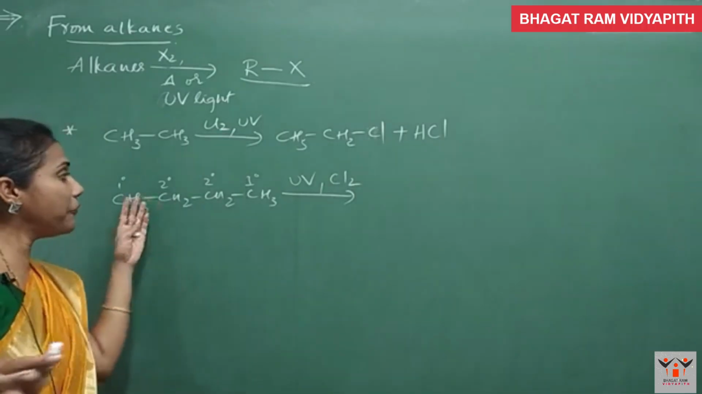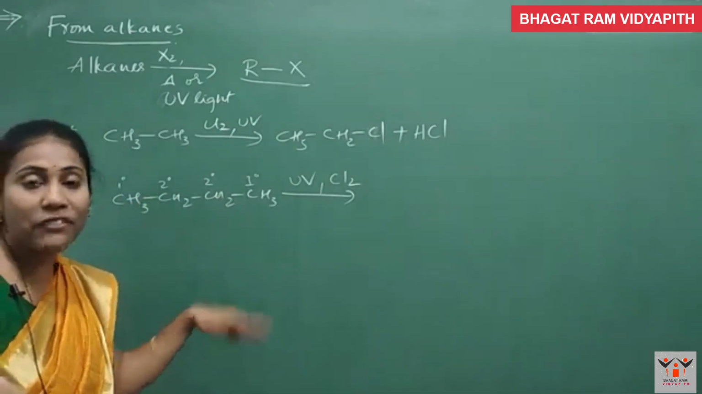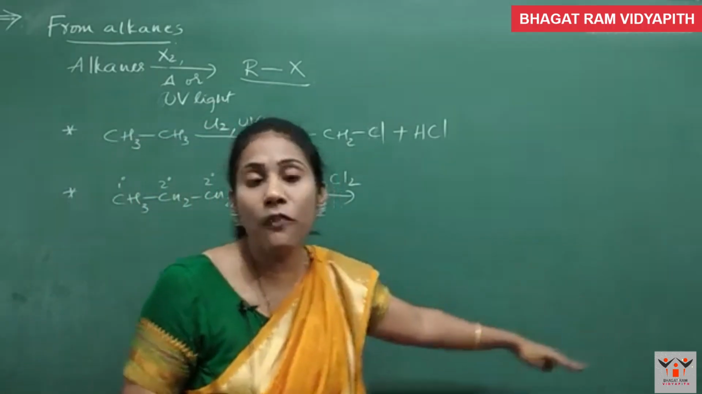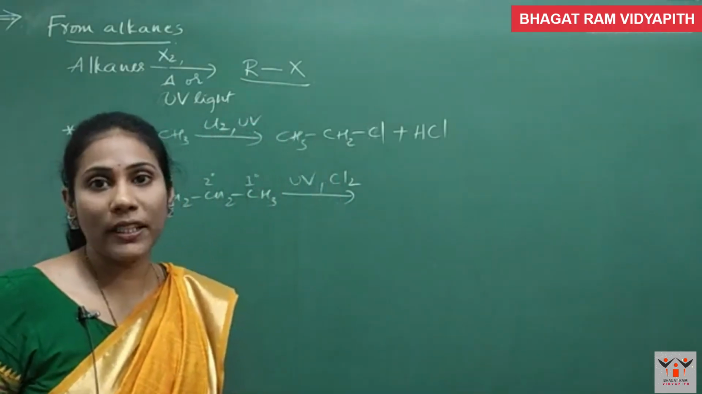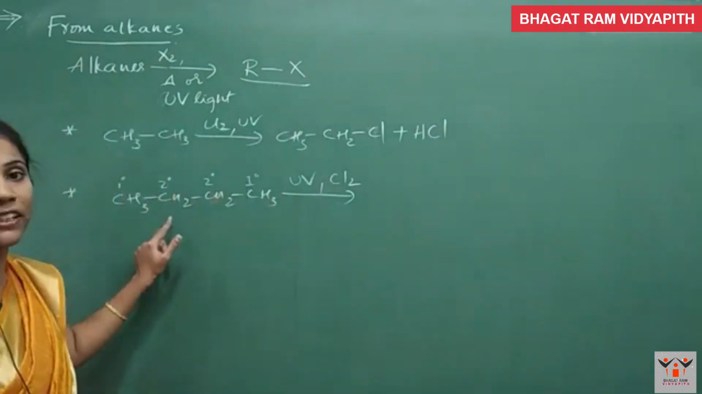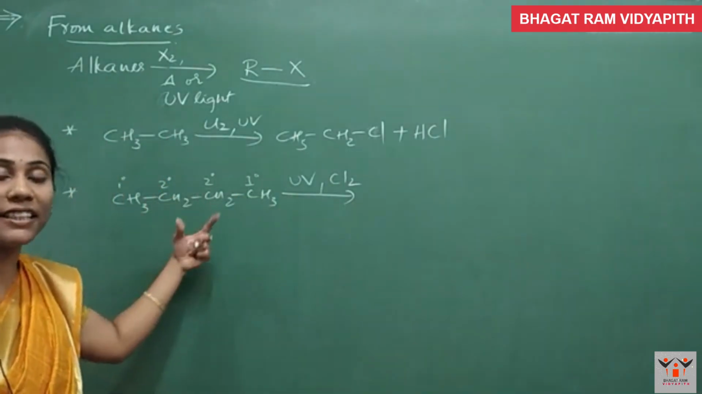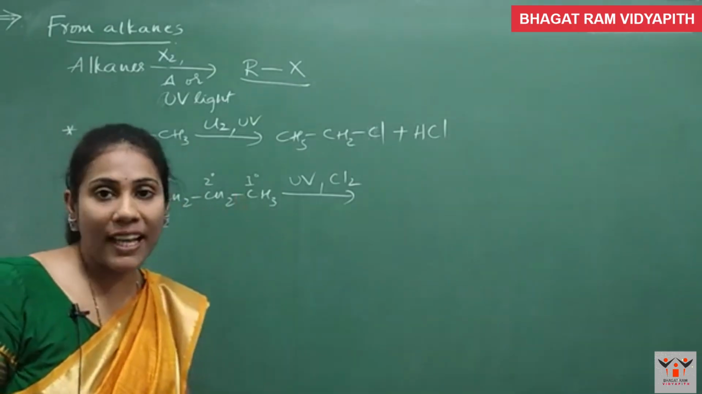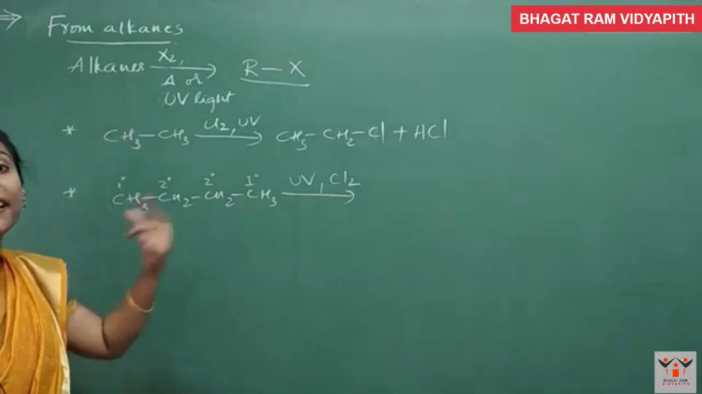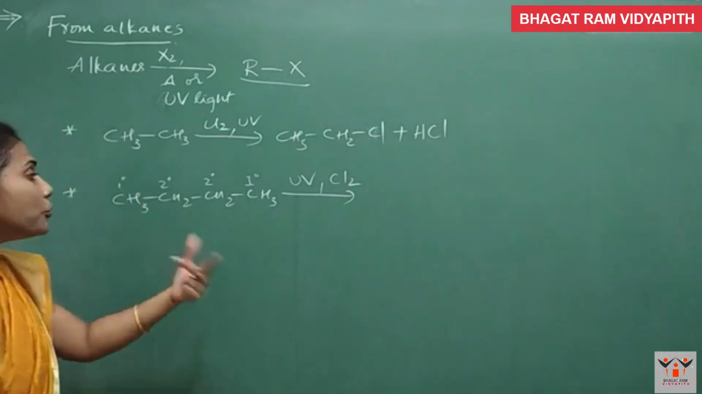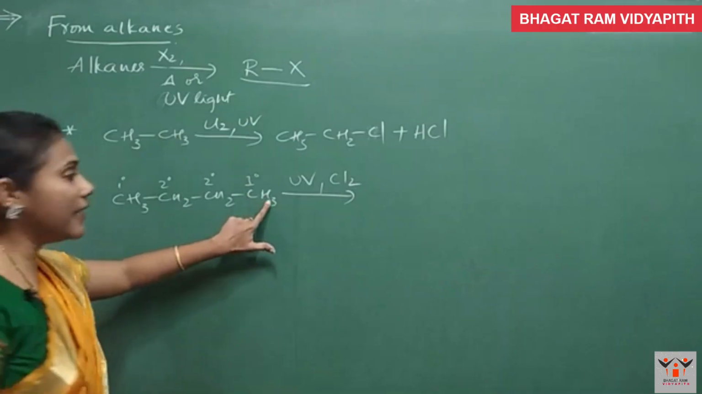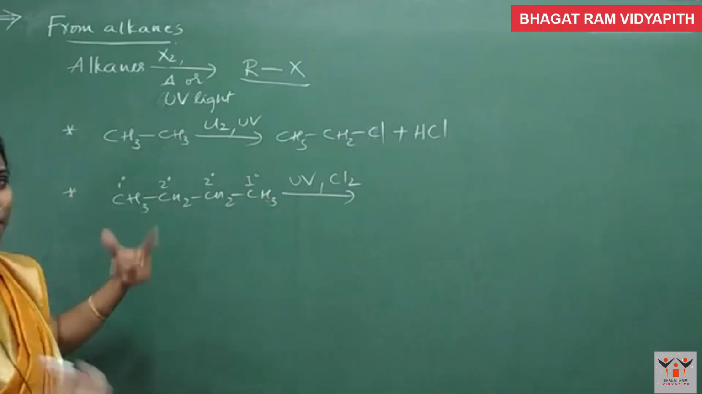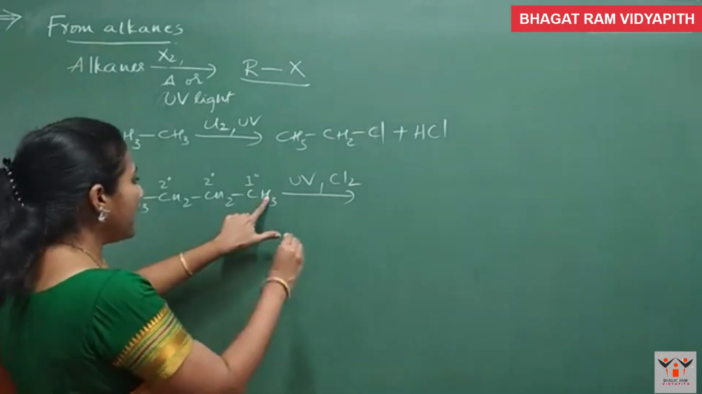The different types of hydrogen you have, that many isomers you will get as a product. So here I have two types of hydrogen. One is primary type of hydrogen, the other one is secondary type of hydrogen. I can replace primary hydrogen with halogen and I can also replace secondary hydrogen with halogen. So two products. Let me replace this primary hydrogen. I can replace this or this. You get the same product.